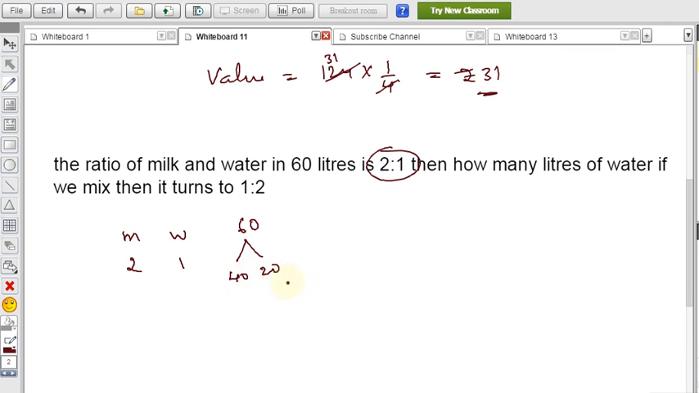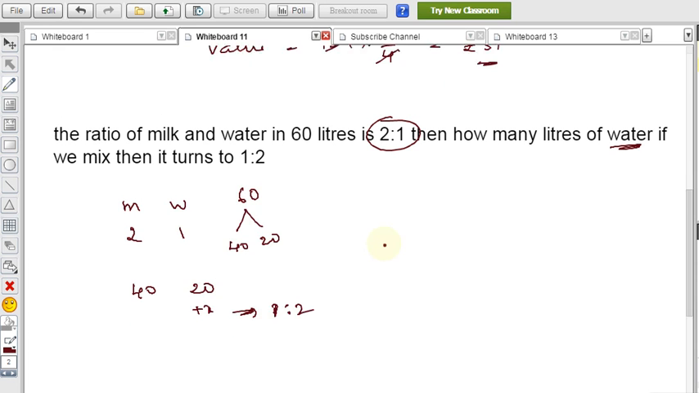You can solve it like the previous one. Divide 60 in the 2:1 ratio. Now 40 and 20 is present. Then how many liters of water, if you add, will turn it to 1:2? So how many liters should I add? Let me take it as some x, so 20 plus x. Then it turns to 1:2.